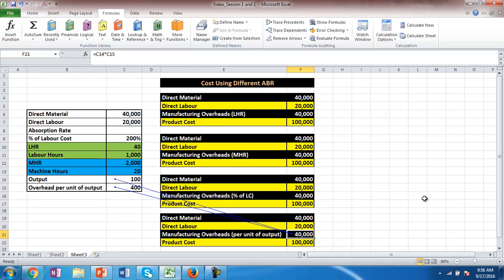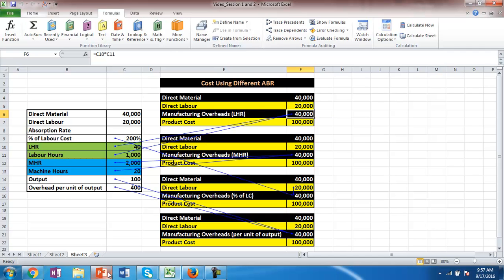So what did we see here? That whether the overheads are absorbed on the basis of input based volume or output based volume, the total overheads are normally the same. But it's possible that the actual overheads may not be equal to the budgeted overheads. So there is a possibility of over-absorption and under-absorption, which we'll see in the next presentation.